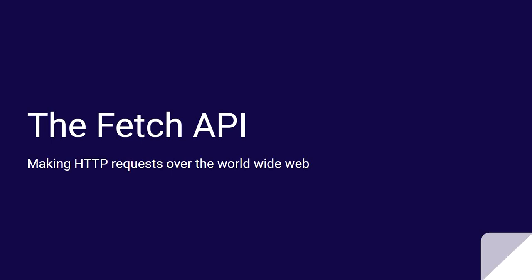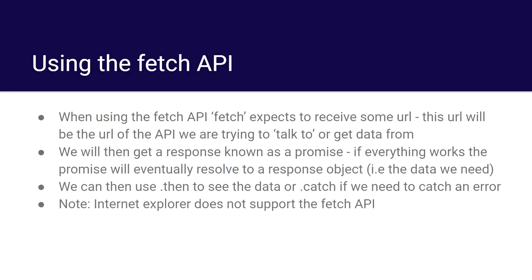Okay, so we're just going to talk briefly about fetch before we actually start writing code. We're going to be writing code where we make a GET request to an API and get data back. To do that, we will be using what is known as the fetch API. Fetch is built into JavaScript, and it's a new and modern way that allows us to make HTTP requests over the internet or the World Wide Web to get data.